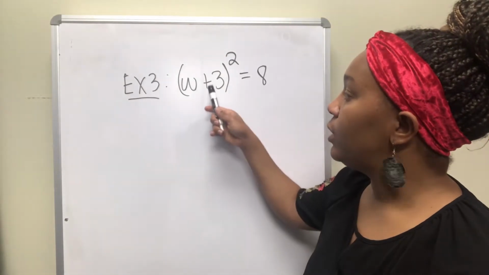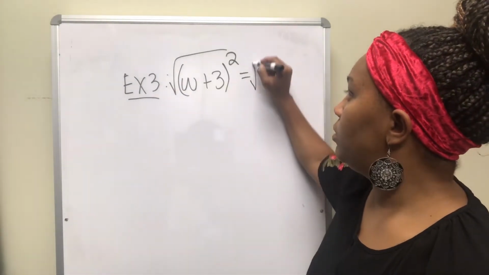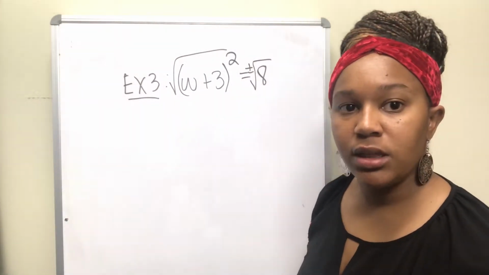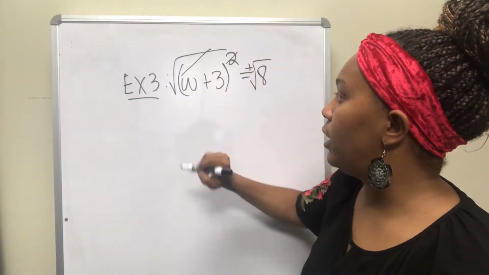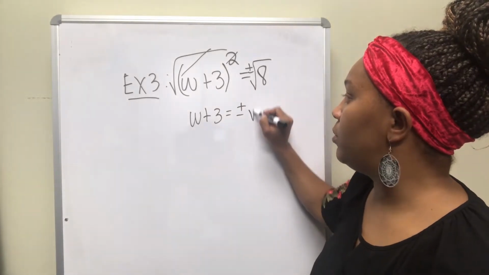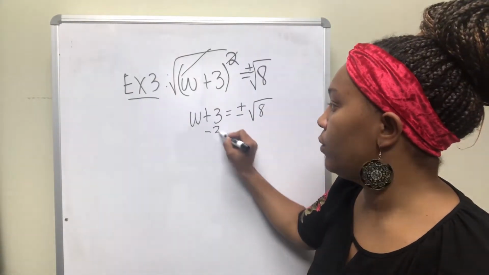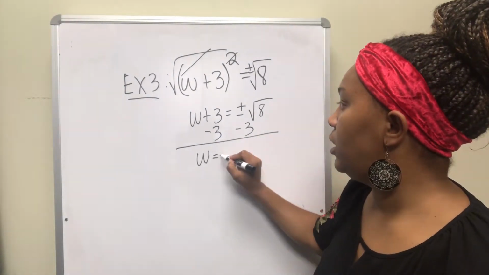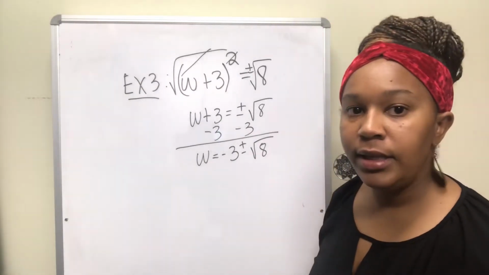So the first thing we have to do is get rid of the square first. So we're going to take the square root of both sides. And remember, when you take the square root, you have to take the positive and negative square root. So the square root and the square cancel over here, leaves you with w plus 3. And you get plus or minus square root of 8 on the right side. And then get rid of the 3 by subtracting 3 from both sides. So you get w equal negative 3 plus or minus the square root of 8.